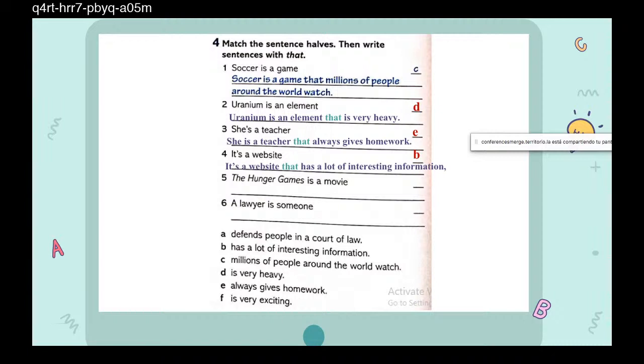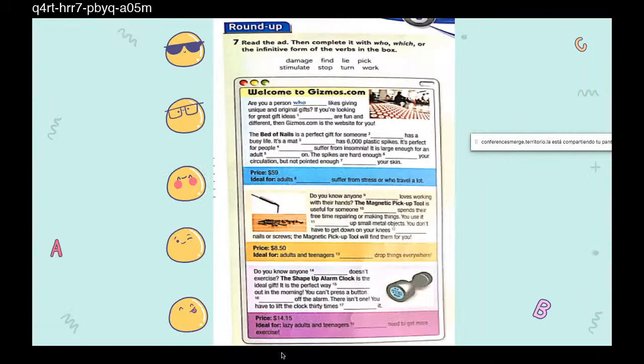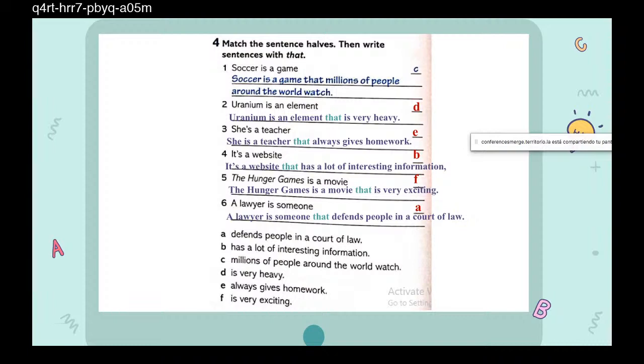The Hunger Games is a movie. So the letter F is the correct answer. Sorry, this one is for the next class, it's not for today. This one is not for you. So The Hunger Games is a movie. As we said, it's very interesting. So The Hunger Games is a movie that is very exciting. And a lawyer is someone defends people in a court of law. And then it says that a lawyer is someone that defends people in a court of law. Okay, that's the correct answer for this exercise.